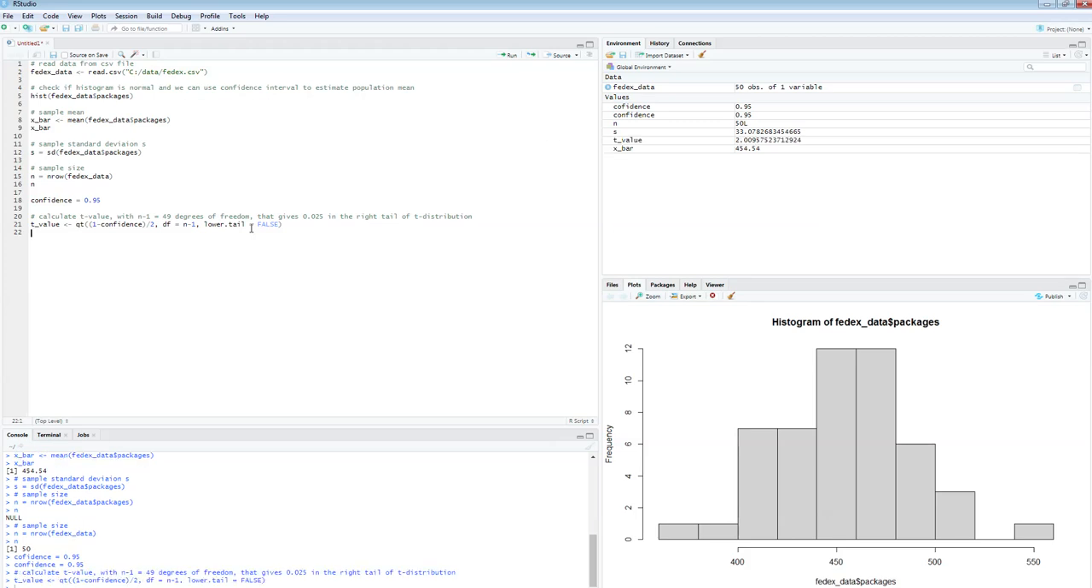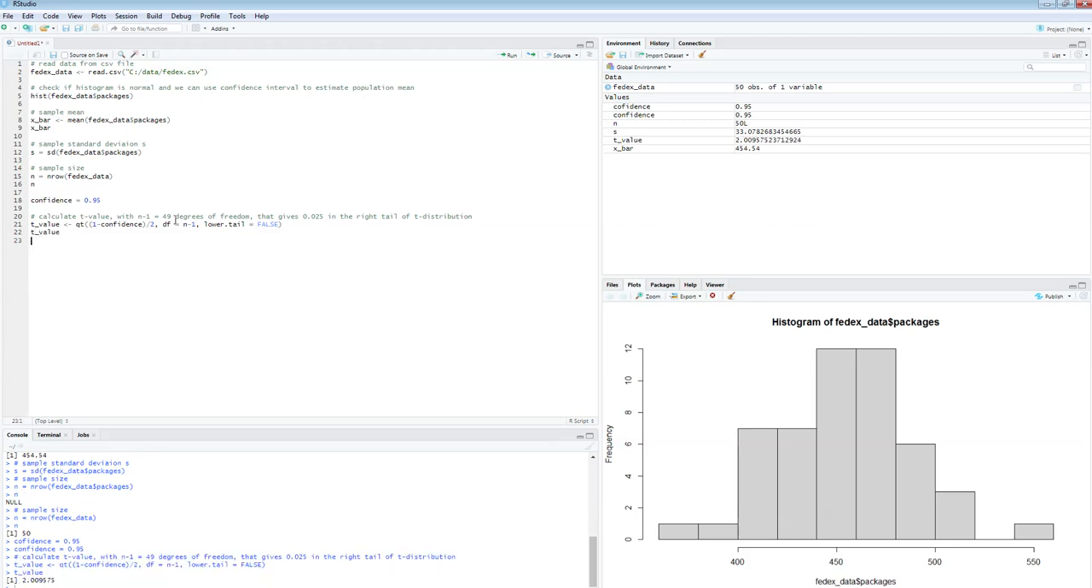All right, let's run it. And let's see what t-value we calculated. T-value is right here, 2.095. It tells me the value of the t-distribution that gives me 0.025 in the right tail. Lower tail is false. For the degrees of freedom, n minus 1, 49, it is right here, 2.0095, right? Well, and I have all components in place pretty much.